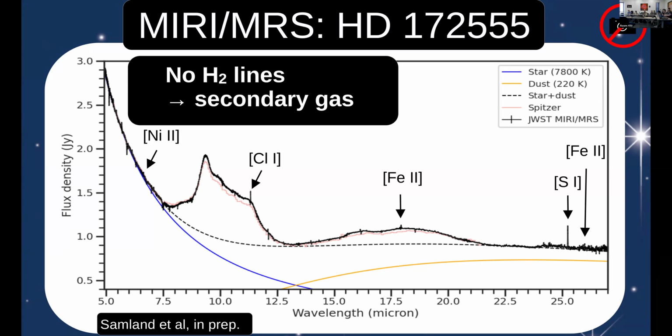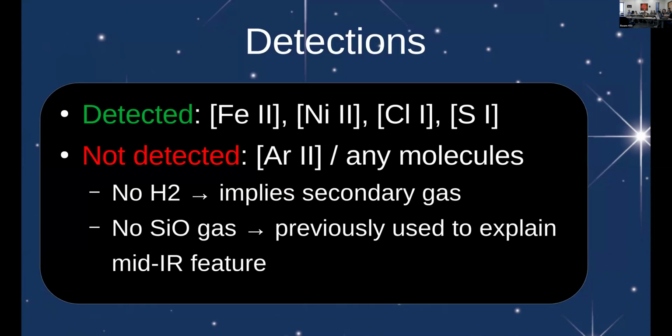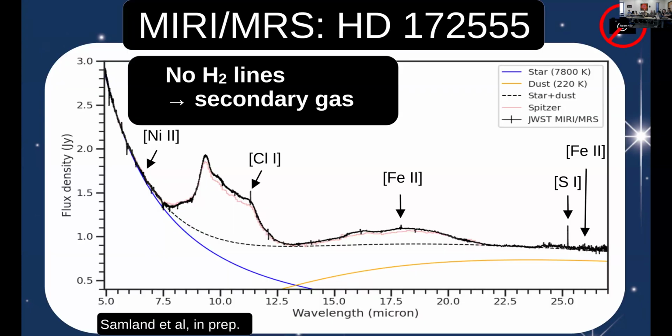We don't see any molecular lines. There's no hydrogen, no CO, no H2O, no methane, no CO2. There's nothing. So these atomic lines are everything. Which points to the suggestion that it's really a secondary disk and not a primordial disk, because if it were primordial, we should have probably seen the H2.